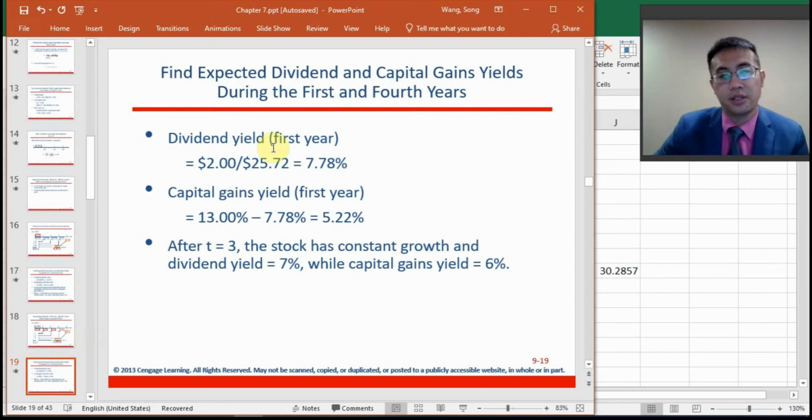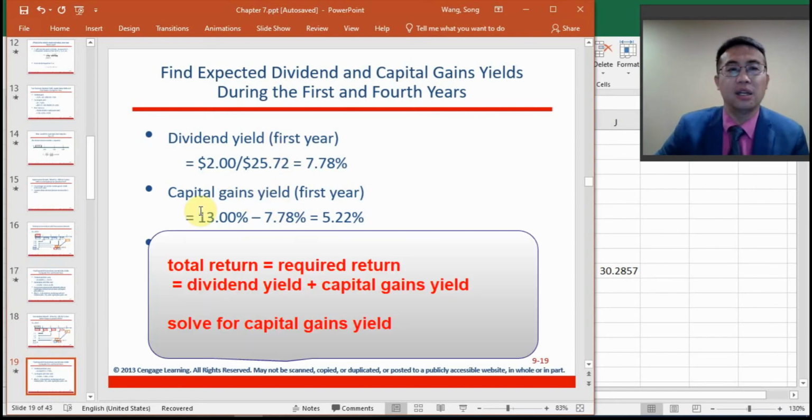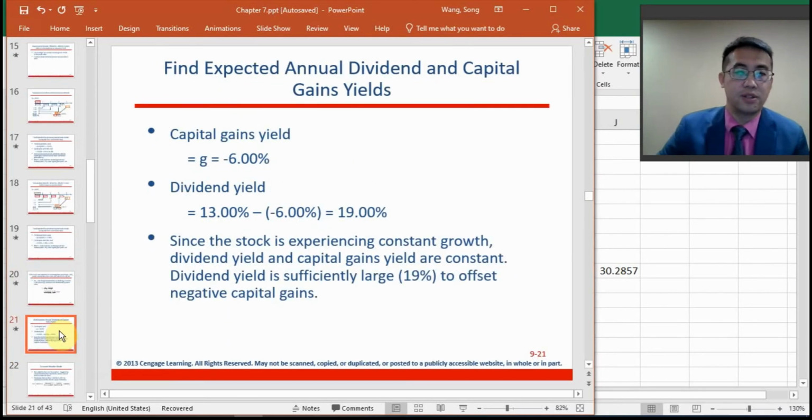Okay, and here's a dividend yield, here's a capital gains yield, so this could be tested. You don't have to solve for price 1 to get capital gains yield. You don't have to utilize the formula of P1 minus P0 divided by P0. Instead, you just use the total return, which is given, minus the dividend yield. Of course, the dividend yield could be negative, so we just follow the same principle to solve the problem.